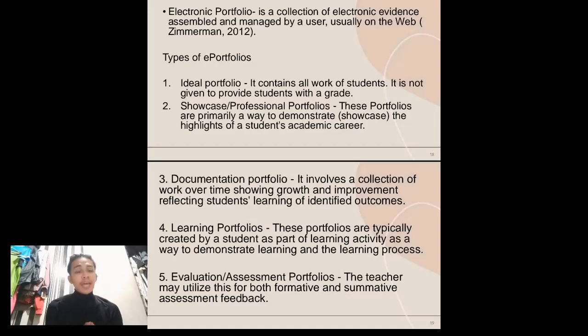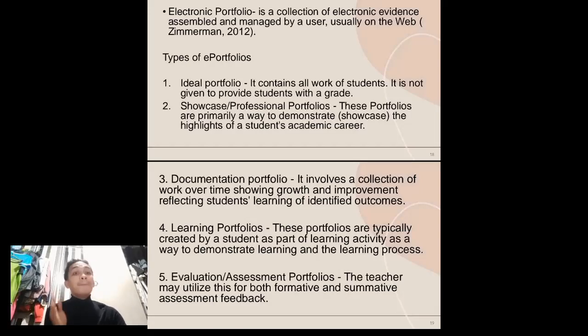First, in the book, the first type of e-portfolio is the ideal portfolio. According to the definition in the book, it contains all work of students. It is not given to provide students a grade. Meaning, an ideal portfolio contains a varied assortment of investments. This can range from government bonds to small cap stocks to forex currency.